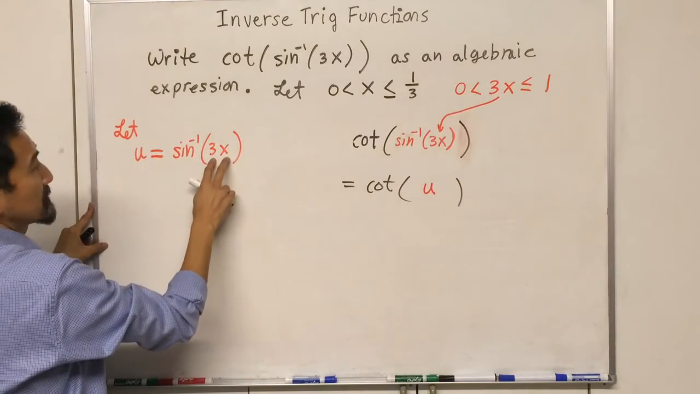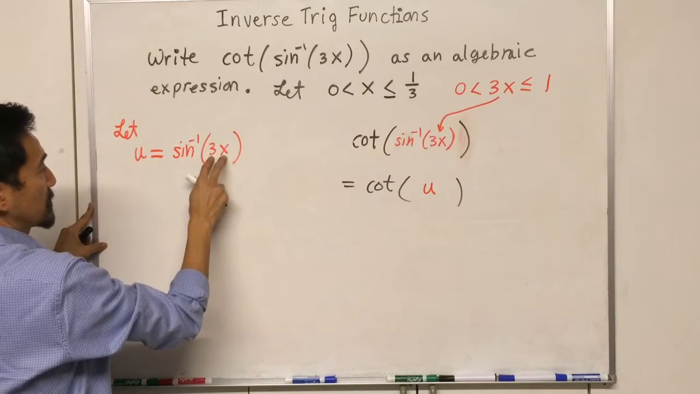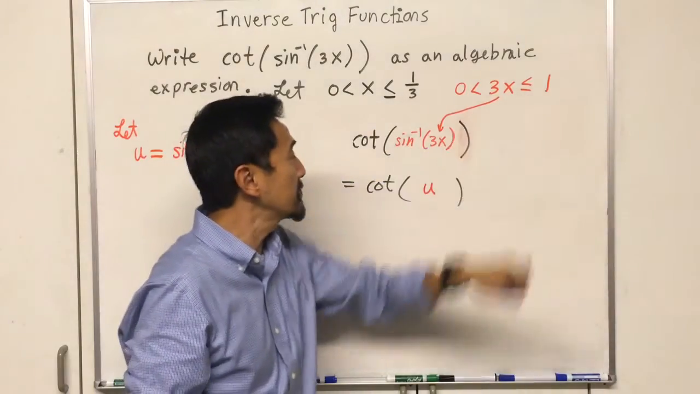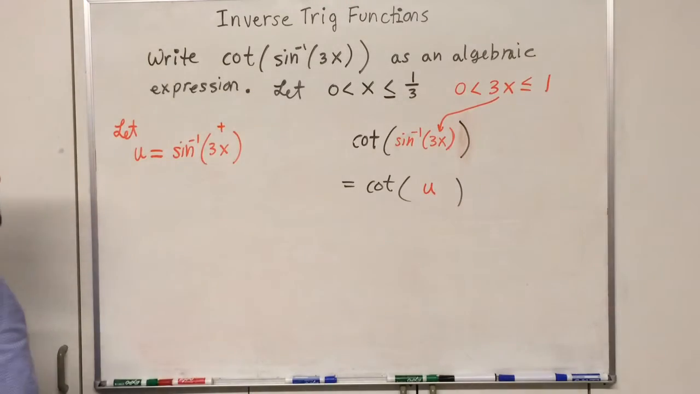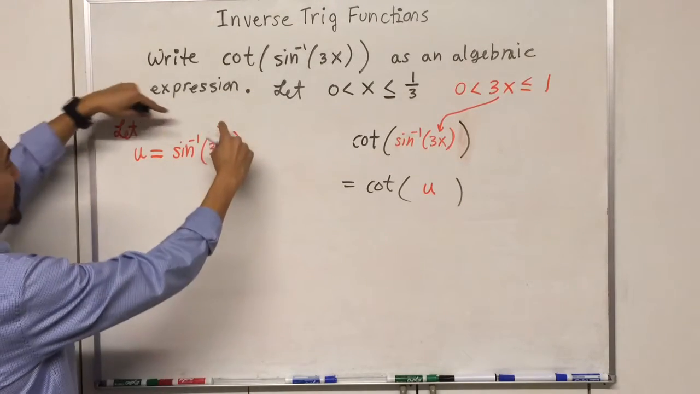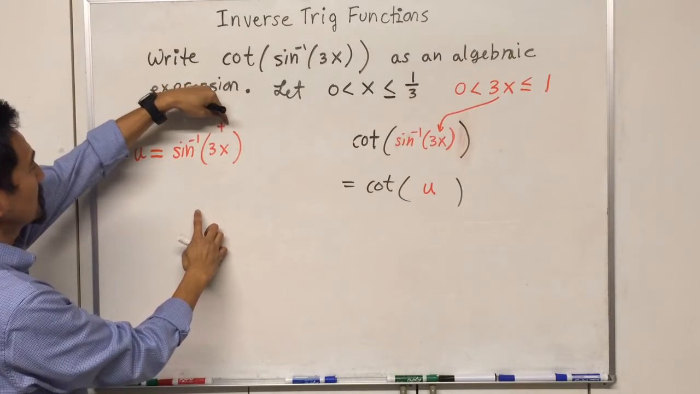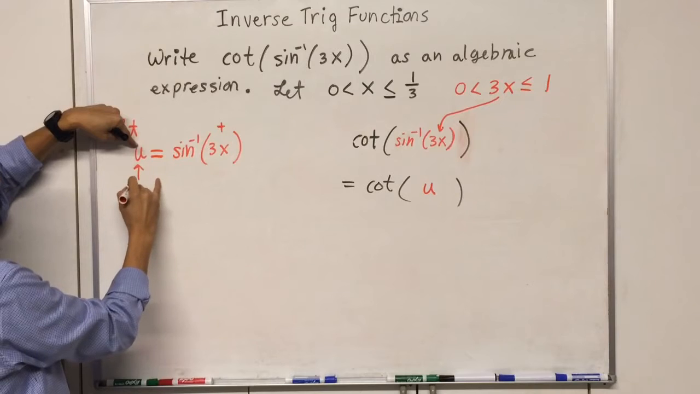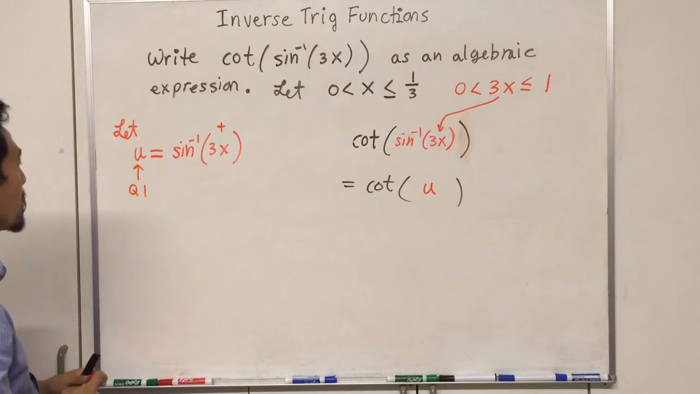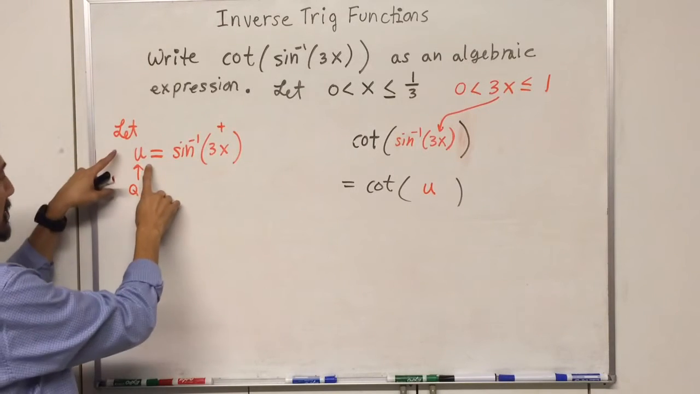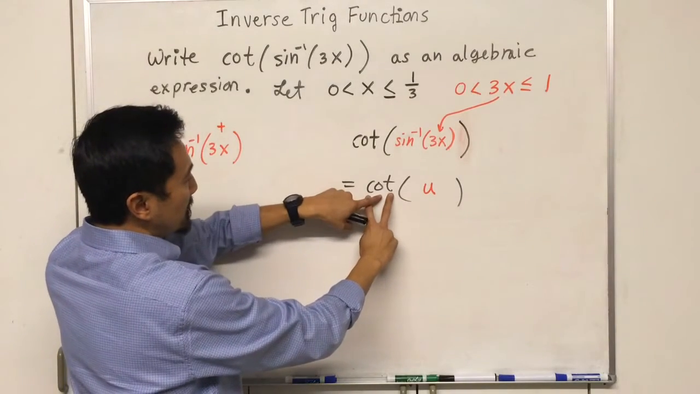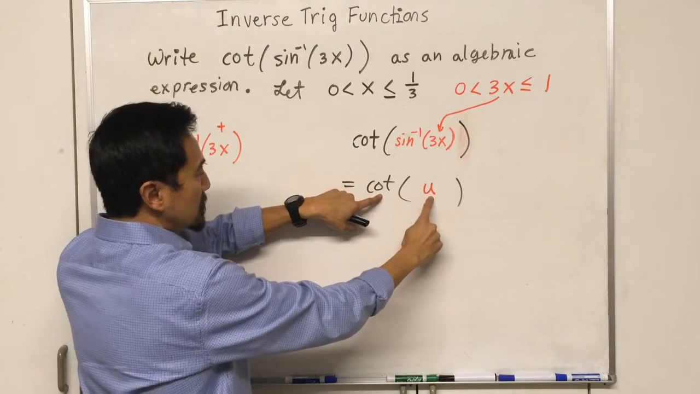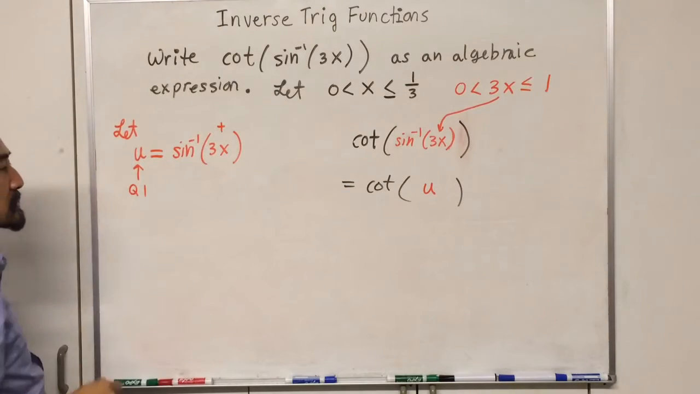And I know that this expression in here, 3x, is going to be a positive number because it lies in that positive interval. So if I plug a positive number into an inverse sine function, it's going to give me an angle in quadrant 1. So really what that tells me is that I'm trying to evaluate the cotangent of an angle u that lies in quadrant 1.